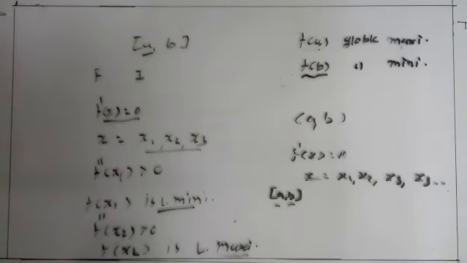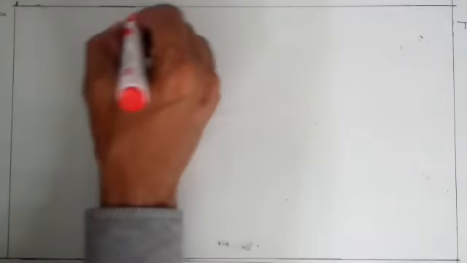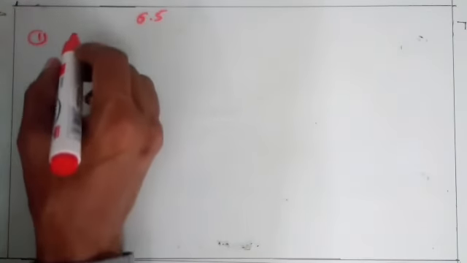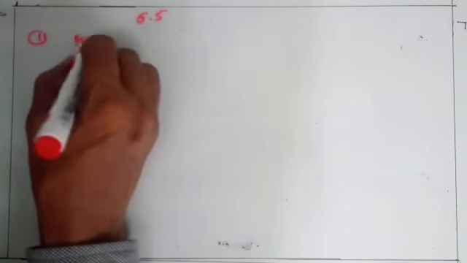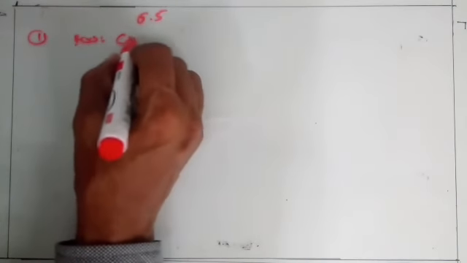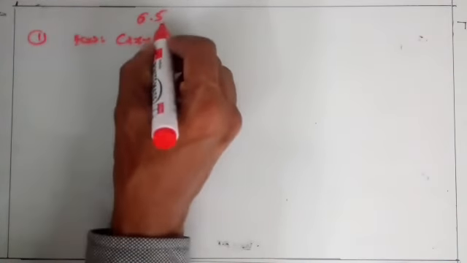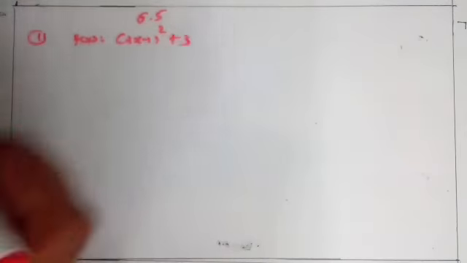Now here we solve some questions of exercise 6.5. First question, f(x) is equal to (2x minus 1) raised to 2 plus 3. Find maximum and minimum value.